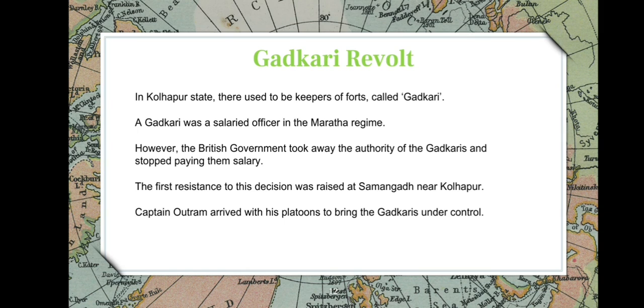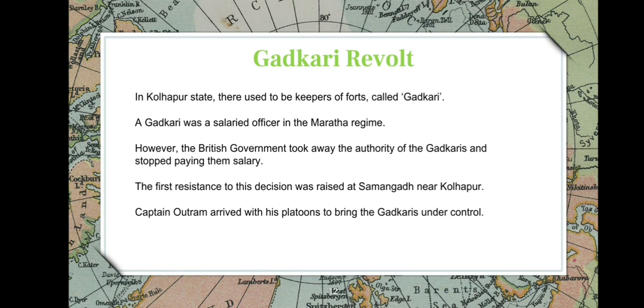After the small revolts in different parts of our country, the revolt in Kolhapur was also started by the Gadkari. In Kolhapur state, there used to be keepers of forts called Gadkari. A Gadkari was a salaried officer in the Maratha regime. However, the British government took away the authority of the Gadkari and stopped paying them salary. The first resistance to this decision was raised at Samangarh near Kolhapur.